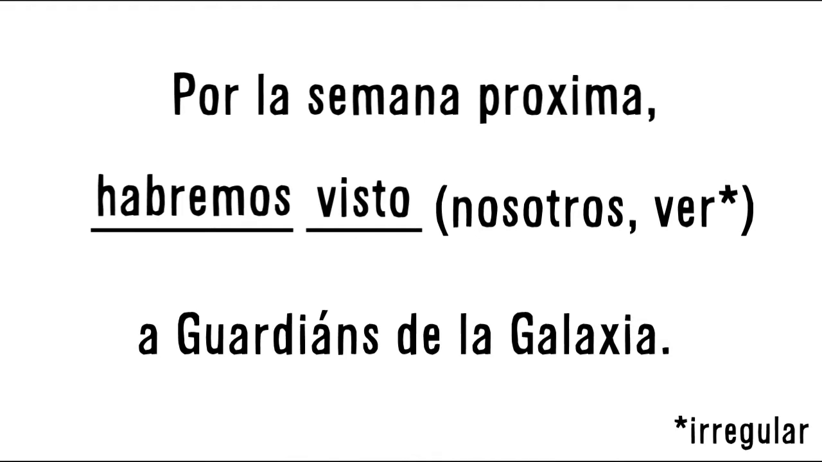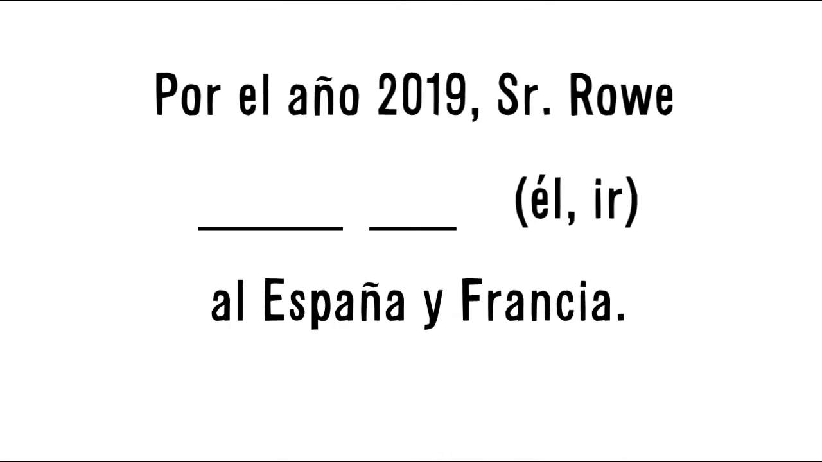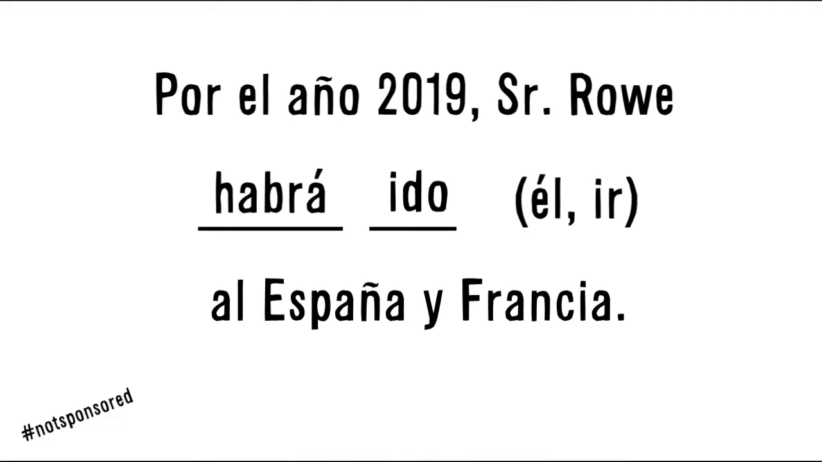Now, did you get this right? Moving on. By the year 2019, Senior Al will have gone to Spain and France. Let's see how you conjugate this in Spanish. Now, let's see if you got por el año 2019, Senior Al habrá ido a la España y Francia. Did you get that one right?